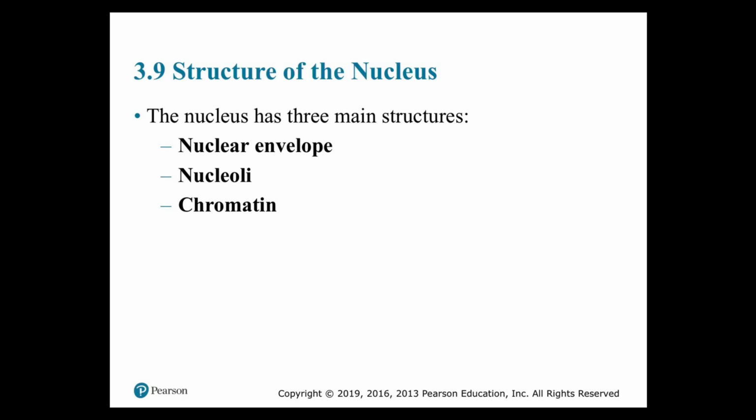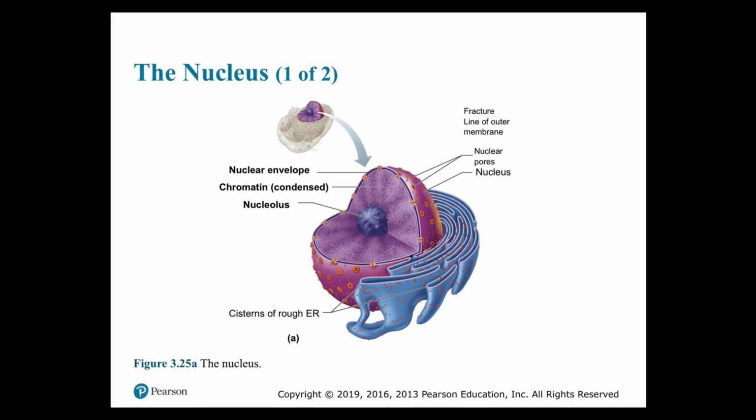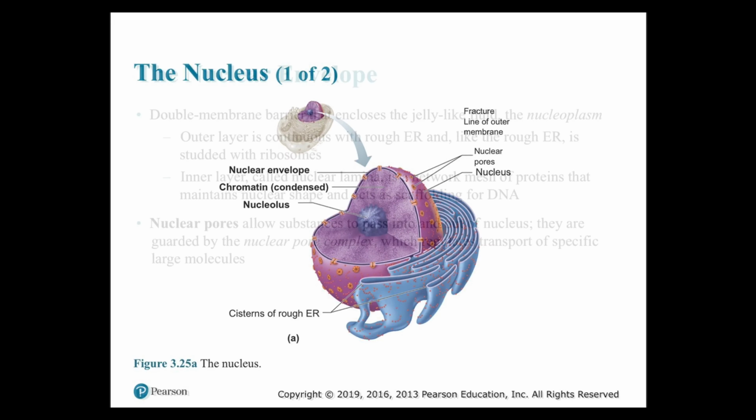Section 3.9, structure of the nucleus. So these are the structures that are associated with the nucleus: the nuclear envelope, the nucleoli, and chromatin. 3.25a, the nucleus. So you can see that kernel, that round structure, which is made up of a nuclear envelope studded with pores, or nuclear pores. And inside you have chromatin, which we'll talk about. And the innermost is called the nucleolus.